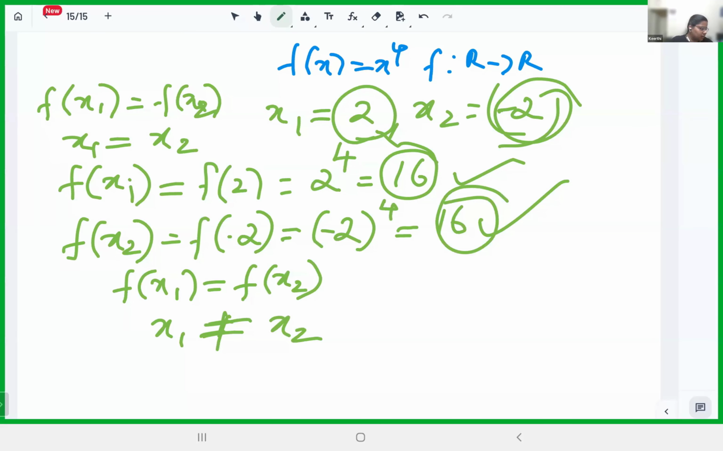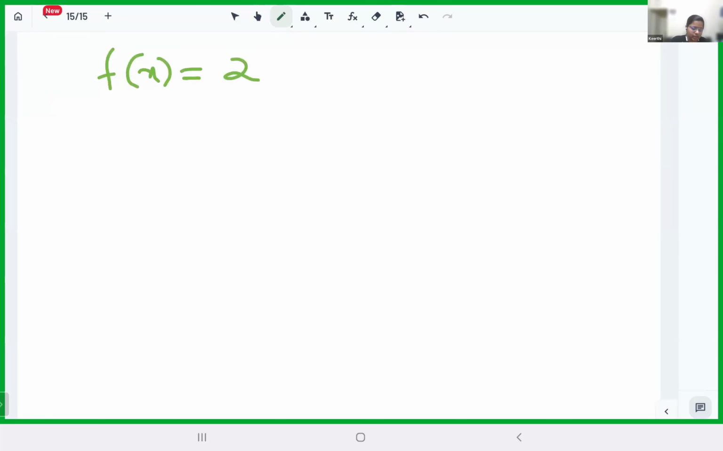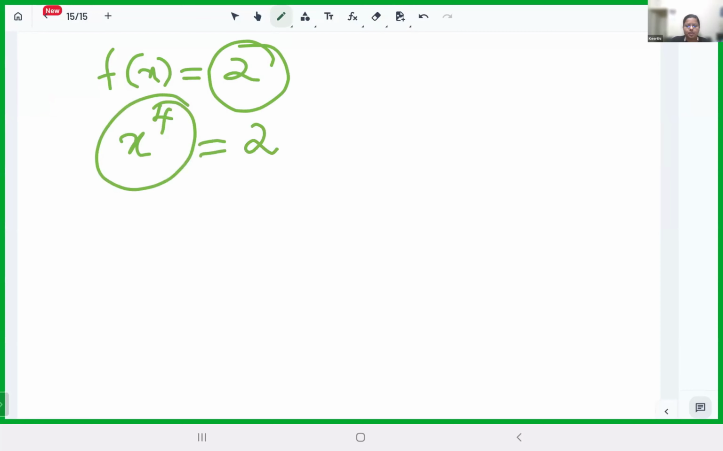Now, how will you check onto? Let f of x equal to 2. Can you find an x value for which f of x becomes 2? That is, is there any x that satisfies the condition x raised to 4 equal to 2? Any number raised to 4 cannot be equal to 2, right? So no value of x satisfies that particular thing. That is, f of x cannot be equal to 2.